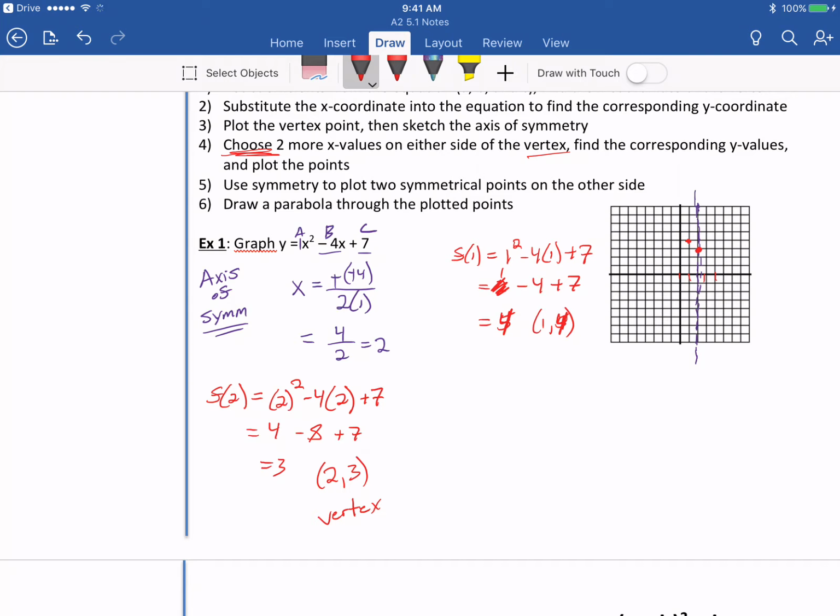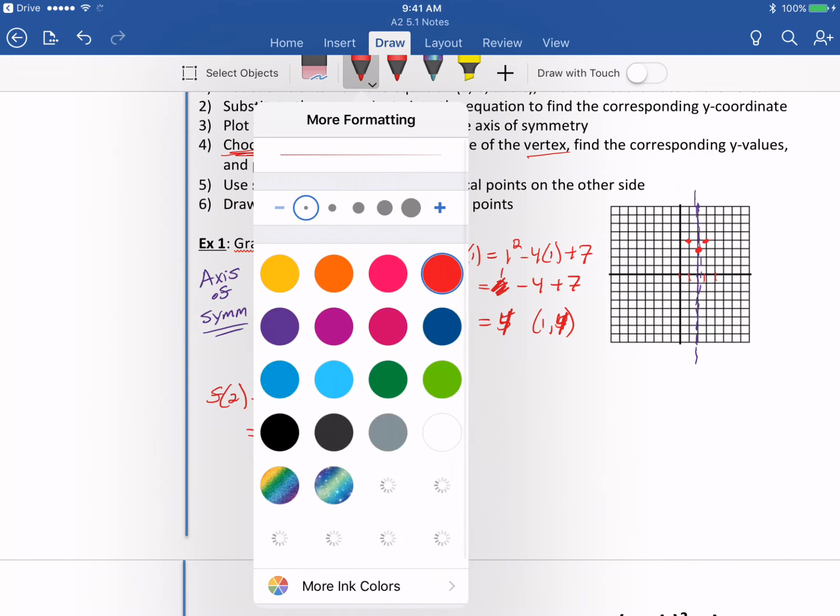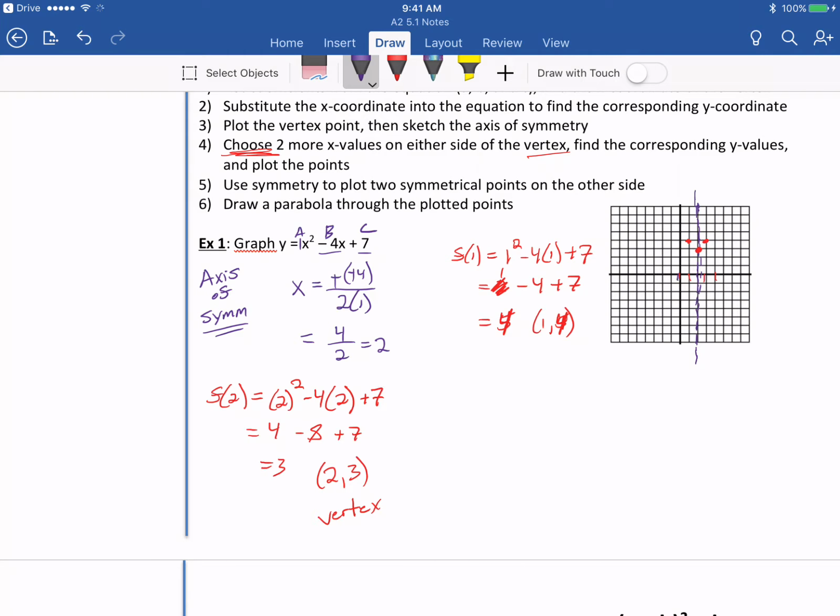So I know that the point that's exactly symmetric to that is right here across that. So those are a couple points to start out my guy there. So now I have to find one more point on the left side, and I'm going to plug in 0. That's right here because it's another point. So I have f of 0 is equal to 0 squared minus 4 times 0 plus 7.